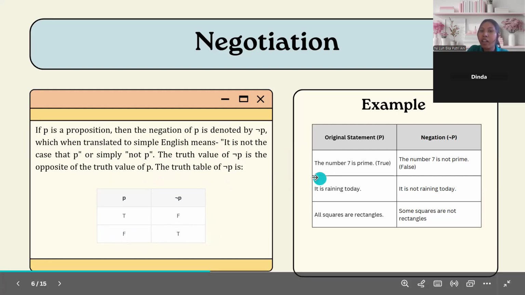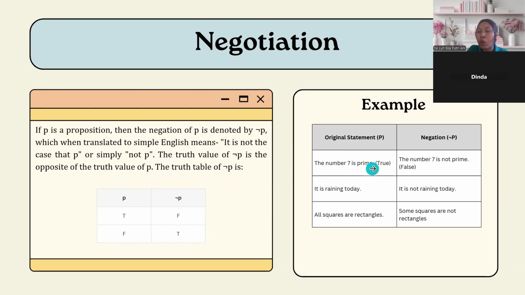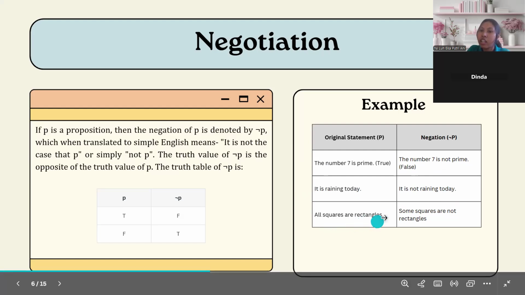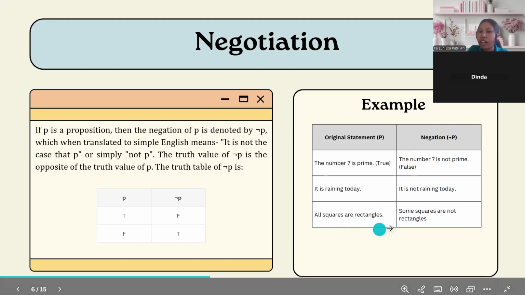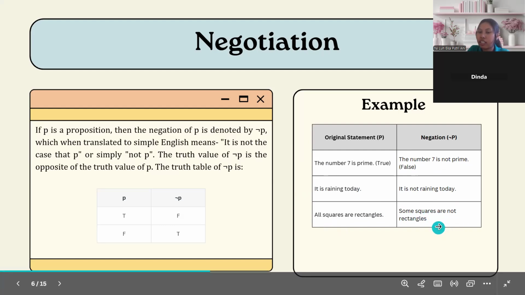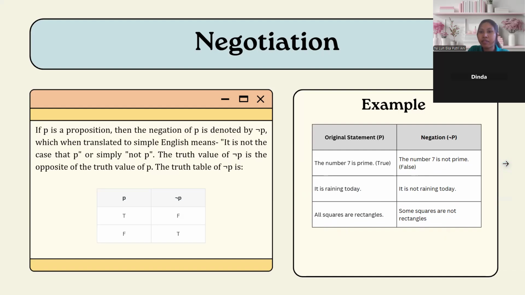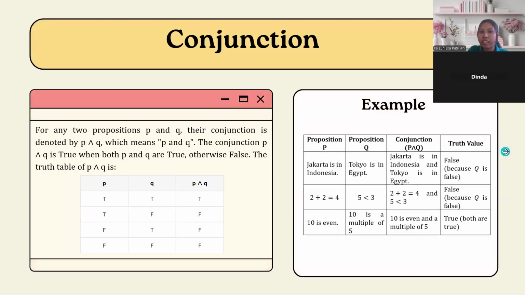For example, we have the statement the number 7 is prime. This is true. So not P, the negation of P, is the number 7 is not prime. This is false. Okay. It is raining today. So not P is it is not raining today. Okay. All squares are rectangles. So the negation for this statement is some squares are not rectangles. Okay, do you understand? Okay, next.